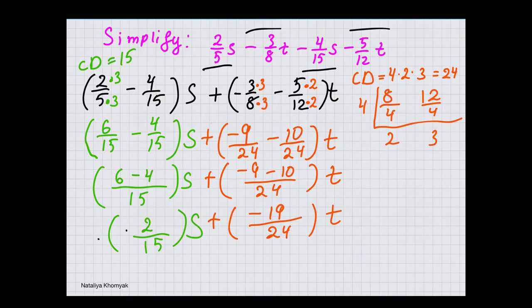Positive times positive, 2 out of 15 s. Positive times negative, minus 19 out of 24 t.